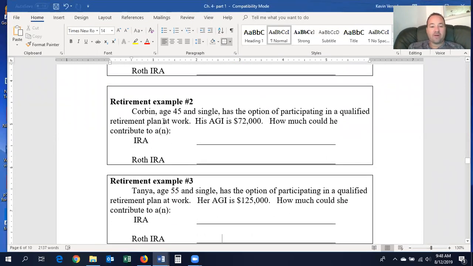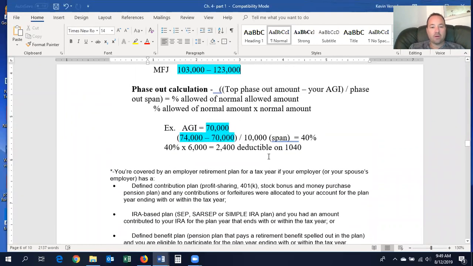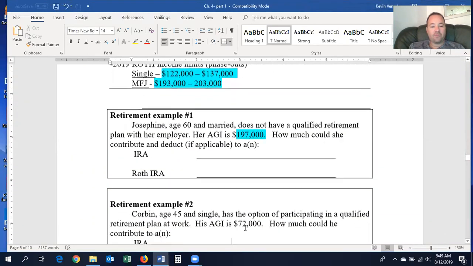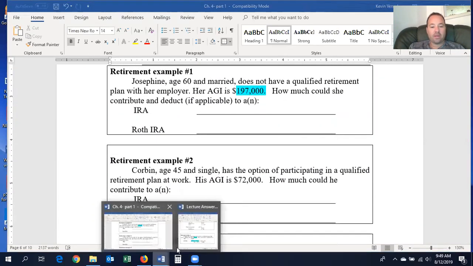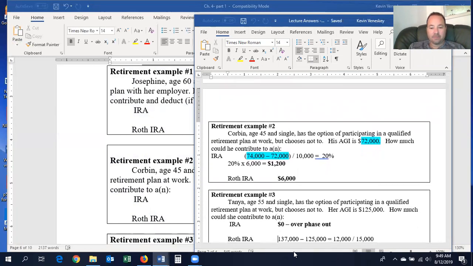All right, Corbin, age 45. That's important. We know that he does not get the catch-up. He has the option of participating in a qualified plan. That's important for the regular IRA. AGI is $72,000. How much could he contribute to either? All right, let's go back up to our amounts. 72 falls within this span for somebody that does have a 401k option. So we're going to need to do the phase-out for the regular IRA. Let me show you what that looks like.